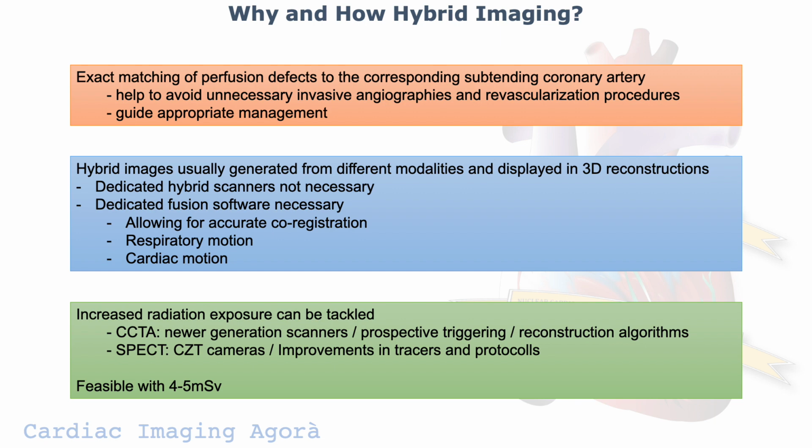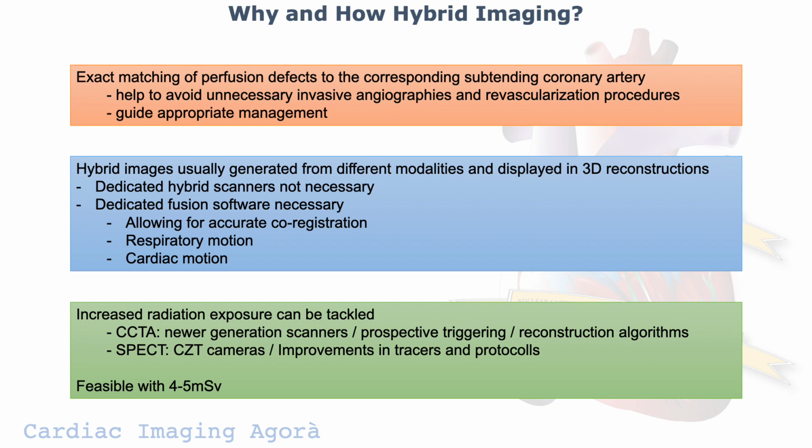Hybrid images are usually generated from different modalities and displayed in 3D reconstructions. The use of dedicated hybrid scanners is not actually necessary, but what is necessary is dedicated fusion software. This software should allow for accurate co-registration and should account for the respiratory and the cardiac motion.